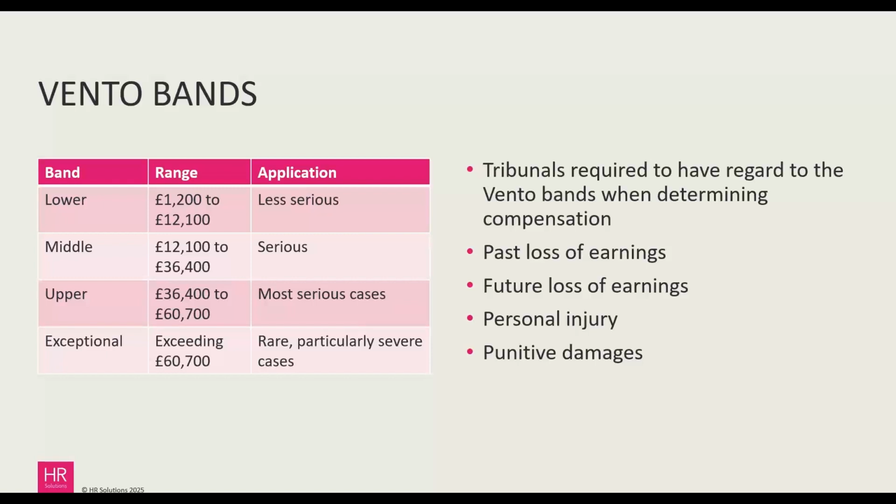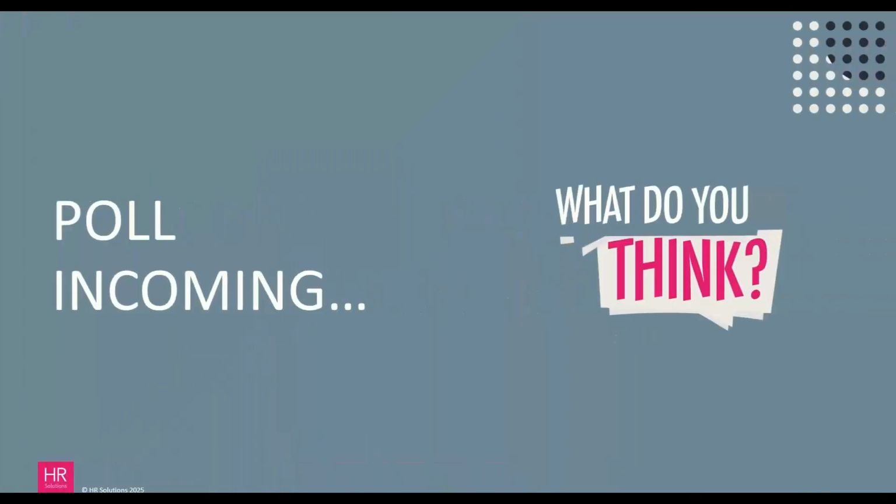And then there's aggravated damages, which are awarded when the respondent has behaved in a malicious or insulting or oppressive manner, as well as punitive damages, which can be awarded in regards to how an employer has conducted themselves. So we are talking big money here in tribunals.